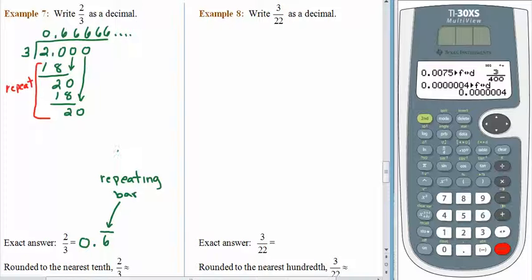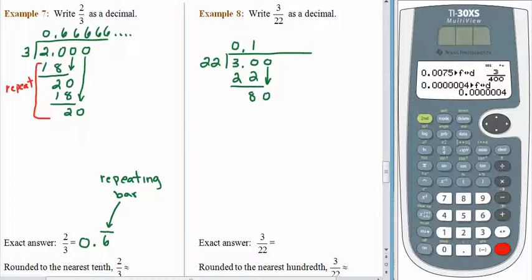Let's try this with 3/22. We want to ask ourselves how many times does 22 go into 3? 22 doesn't go into 3 any times. Bring that decimal point straight up. Add a 0. 22 goes into 30 once. 1 times 22 is 22. And subtract. And so there's an 8. Add a 0. Bring it down.